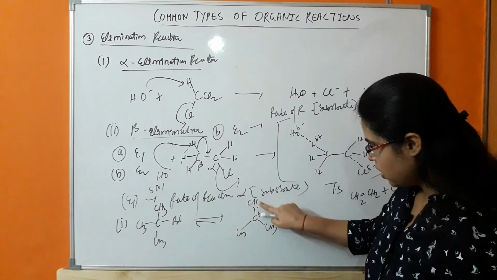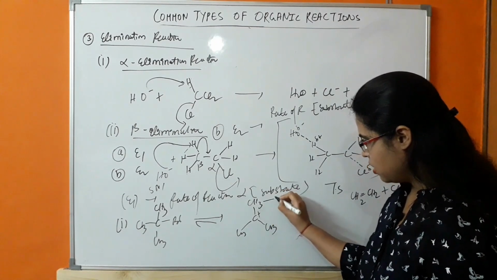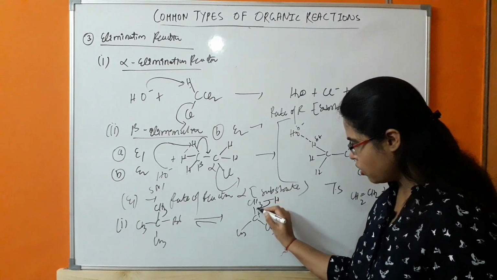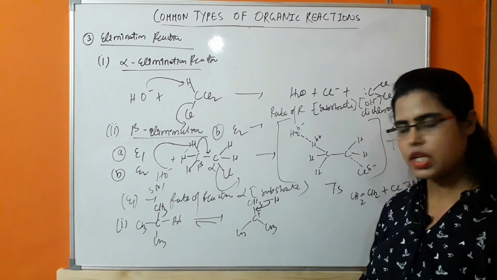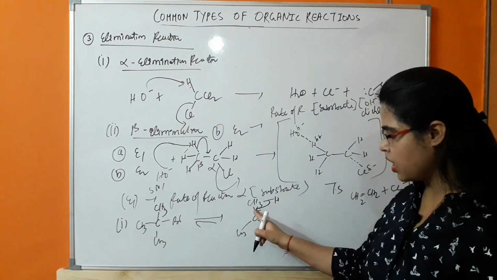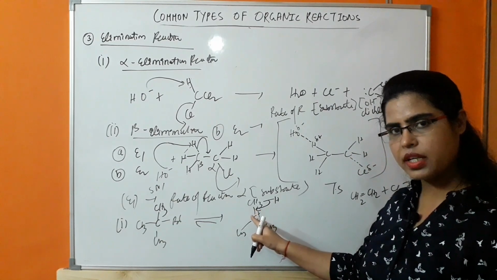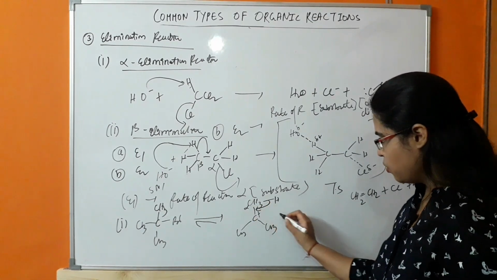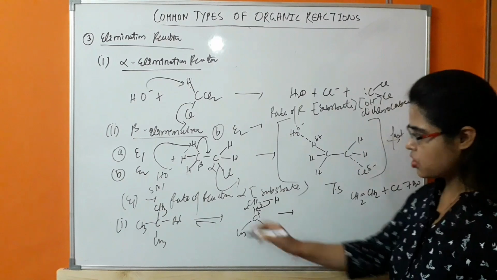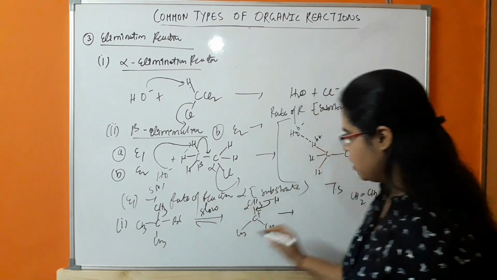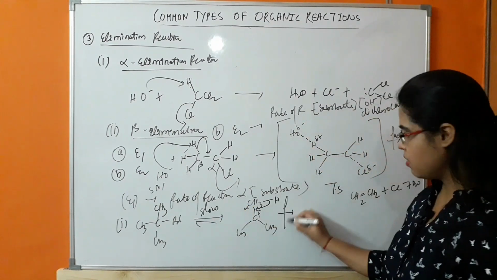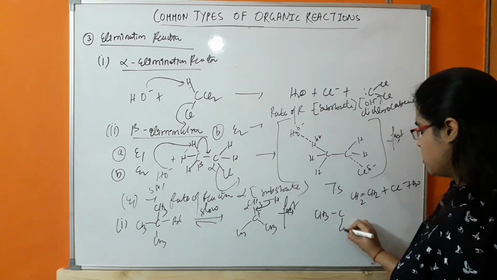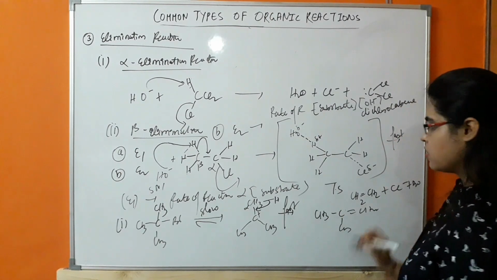One of the methyl hydrogens, the alpha hydrogen, will donate its electron to this carbocation. This step is slow. The second step is fast, with formation of CH3-CH=CH2.